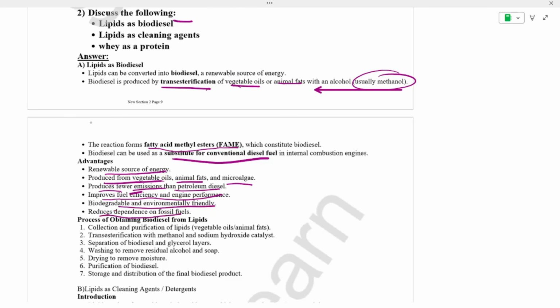Next is about the process of obtaining this. You can see first is the collection and purification, then the transesterification is done, then the separation of biodiesel and glycerol which is obtained, then you have to wash to remove the residual alcohol and soap, and drying, where you remove the moisture, then purification of the biodiesel, and next is storage and distribution of the final biodiesel product.